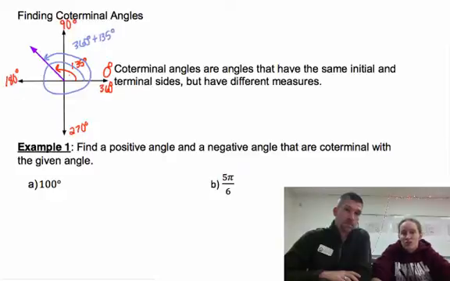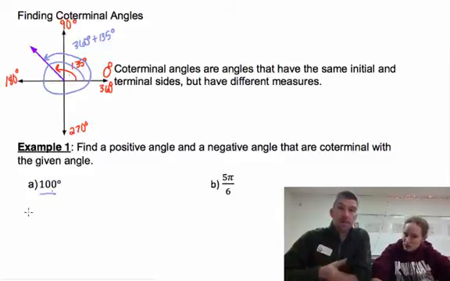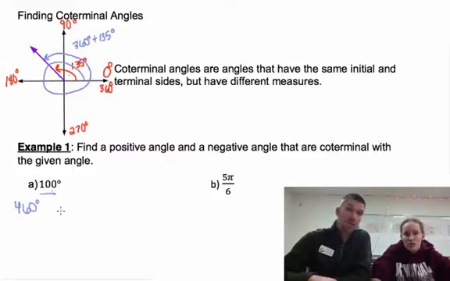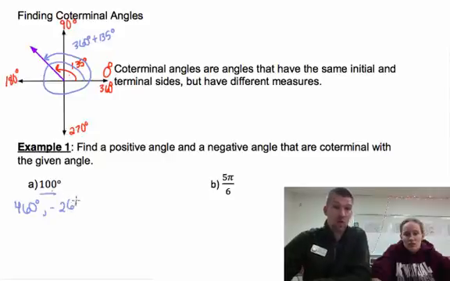And so we get these questions where they ask us to find a positive angle and a negative angle that are coterminal with whatever they gave us. Well, if I have 100 degrees here, to get the positive one, we'd add 360 degrees, which would be 460. And then to get the negative, we could just subtract 360. It's all in 360s. That gets you to the exact same point on a circle every time.